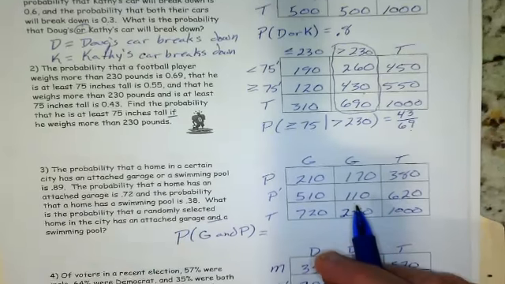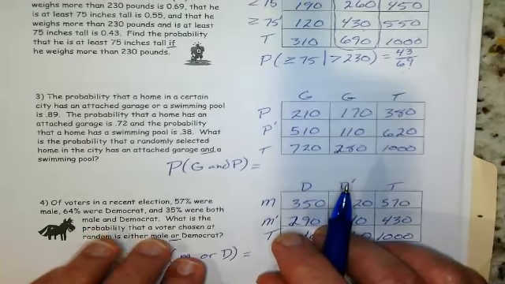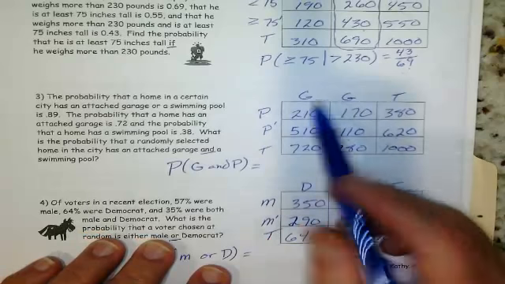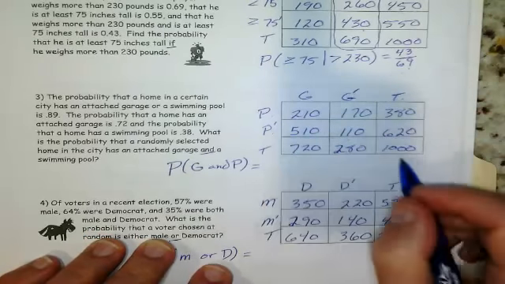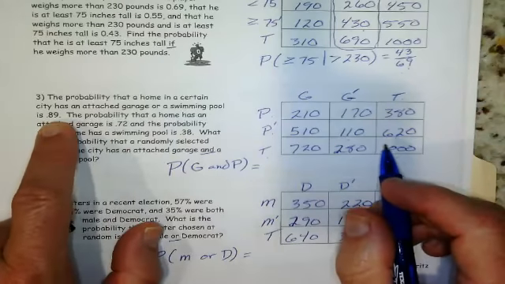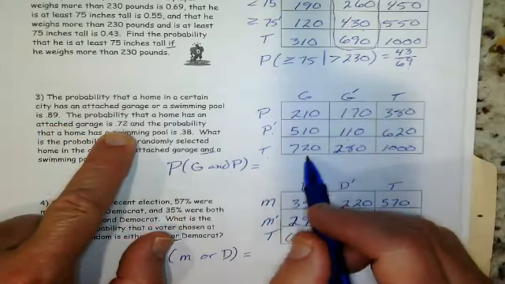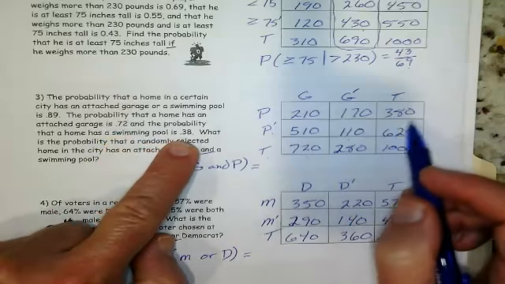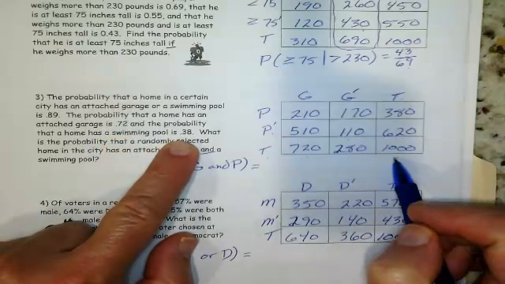All right, my next question says, the probability that a home in a certain city has an attached garage or swimming pool is 0.89. Okay, so garage, whoops, not a garage, total. Pool, not a pool, total. It's out of 1,000. Okay, this number is not going to appear on here anywhere, so let's work backwards from it. The probability of the garage is 720, so that's 280 makes 1,000. Probability to have a swimming pool is 38% or 380, 620 makes 1,000.